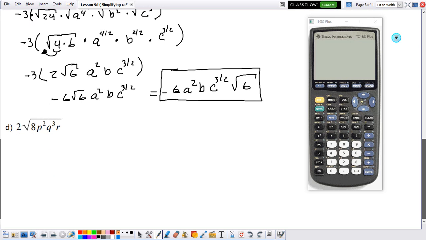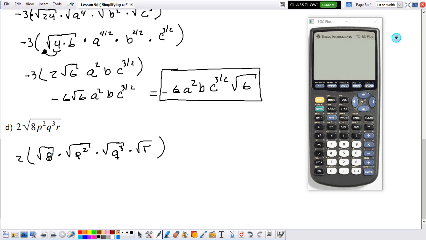So let's just take a look at the last example here, example D. Again, if there's a number outside, write it as a big parenthesis. And now let's try to rewrite everything inside. Square root of 8 times the square root of p to the second times the square root of q to the third times the square root of r.